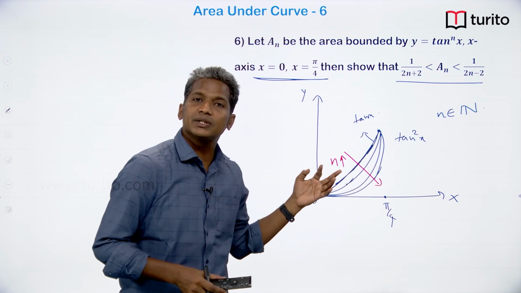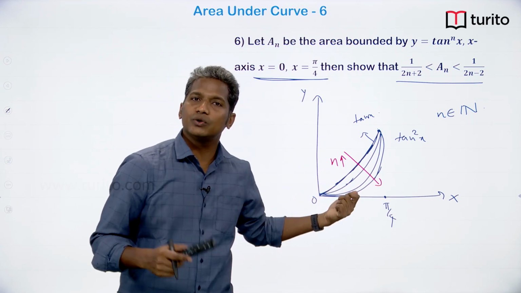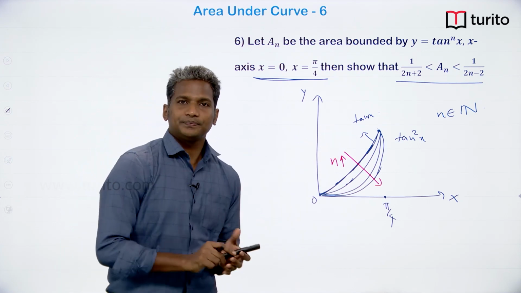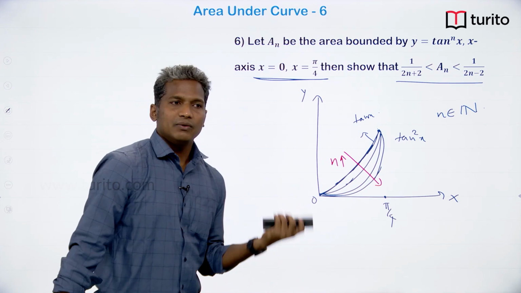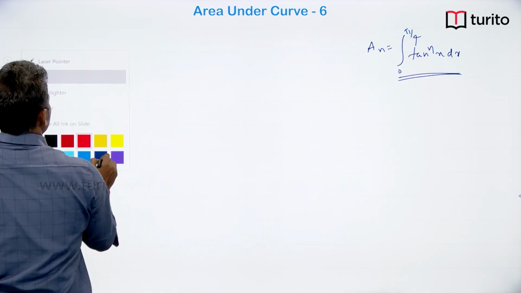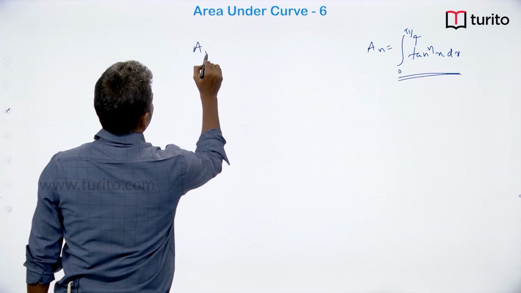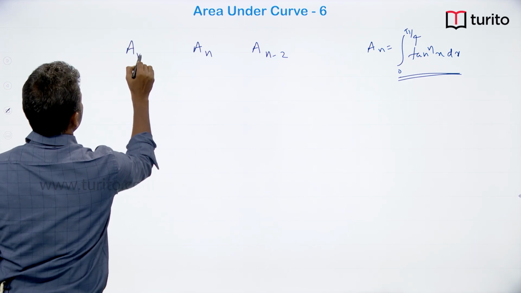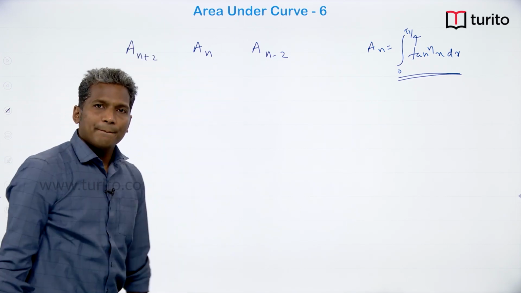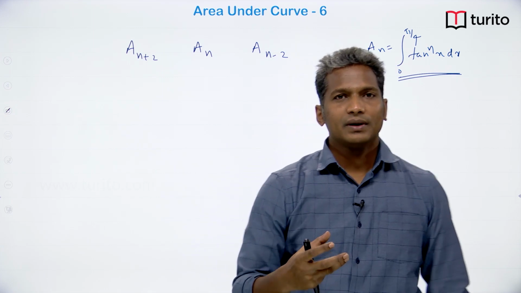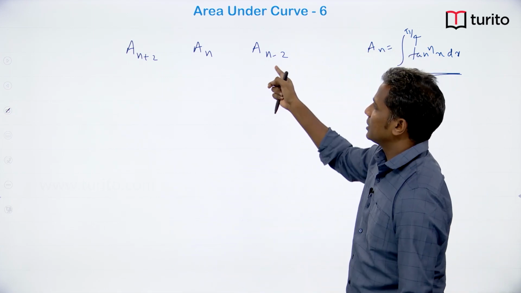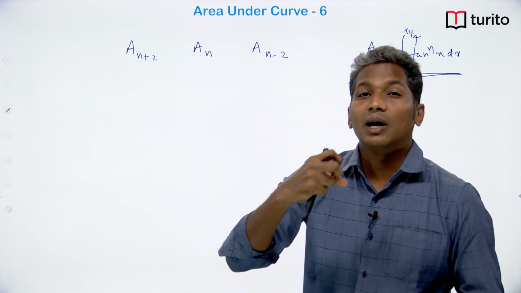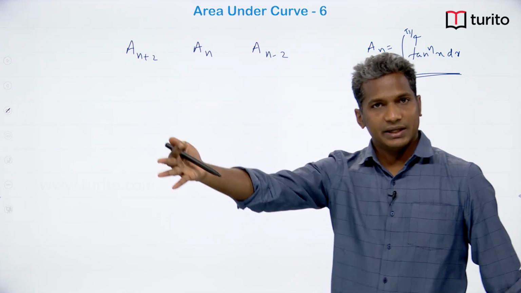So if n tends to infinity, of course the area will tend to 0 here. Okay. So this is one idea that we have observed. So using this idea, we can say that an and an minus 2, if I compare these, an plus 2, out of these three, whatever is the number which is least will be the highest area.